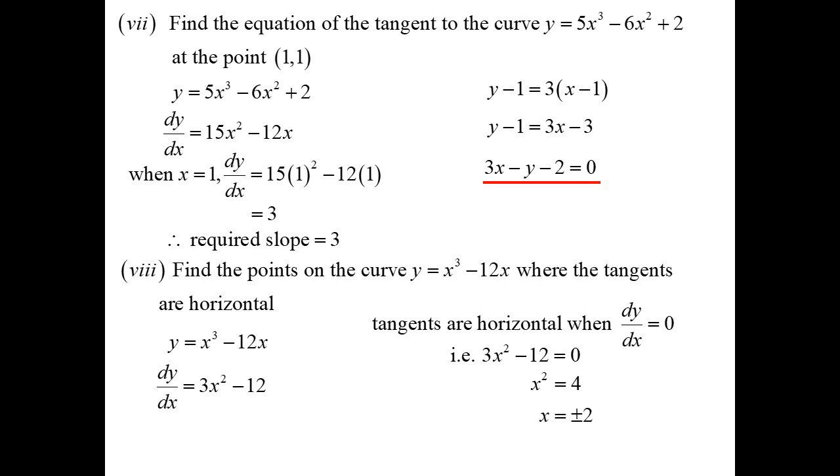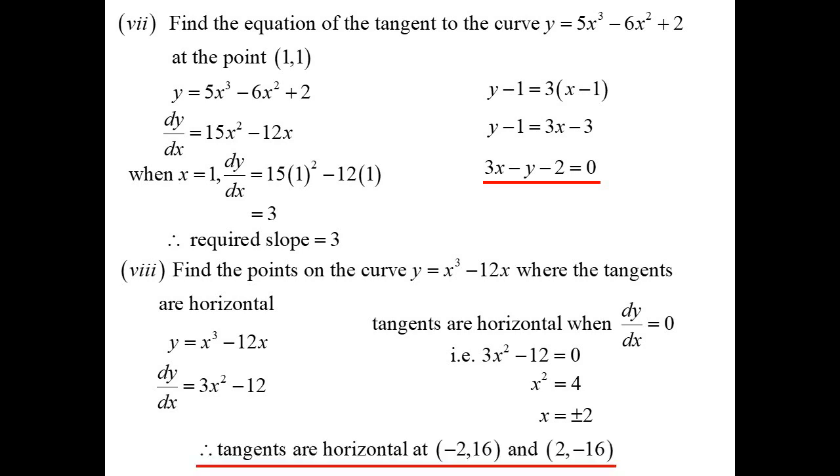They haven't asked us for the x values, they want the points. So now I substitute back in. Be very careful when you substitute back in. I don't know how many times I've seen people substitute back into the derivative. Surprise, surprise, what do they get for the answer? 0. And they write down the points as negative 2, 0 and 2, 0. So make sure you are substituting into the correct function.